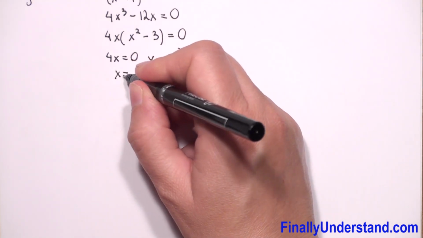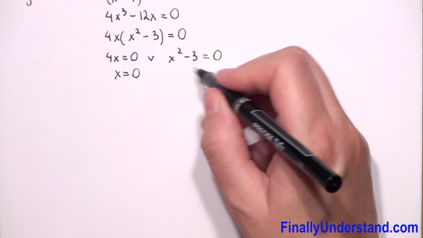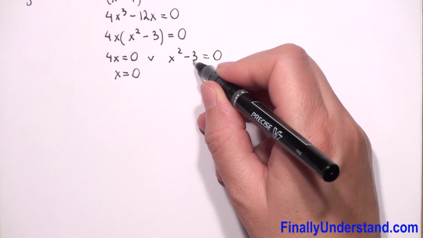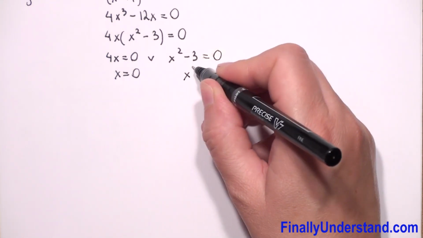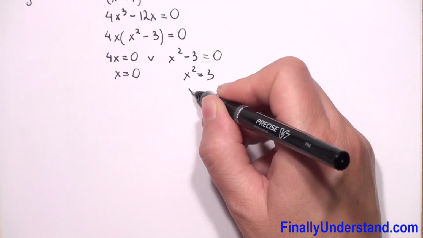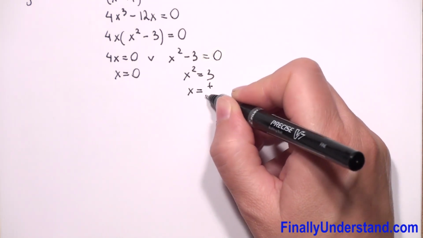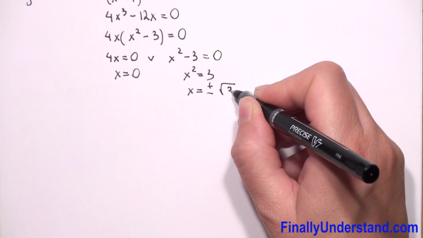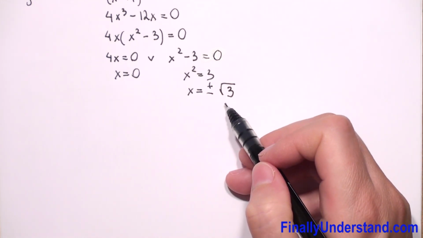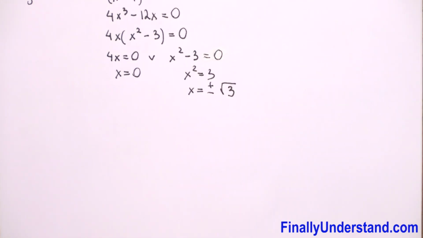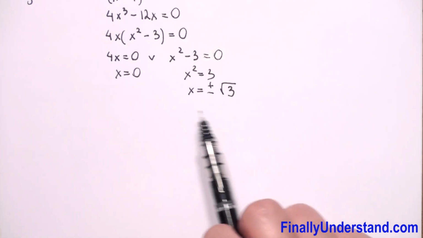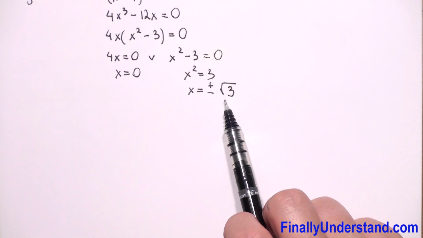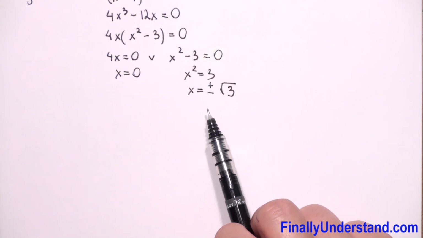So x equals 0 and we have quadratic equation. I will move negative 3 to the right side. So we have x squared equals 3. So x equals plus minus square root of 3. So we have 3 solutions. We have to check if the second derivative changes sign a small distance to either side of our points. So we have 0, negative square root of 3 and positive square root of 3.